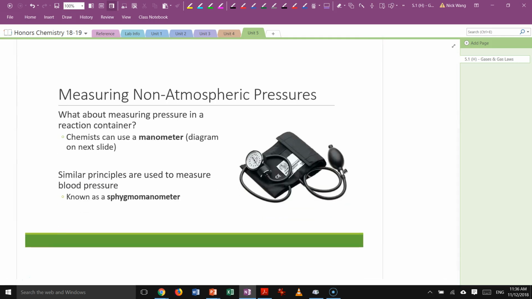How do you measure non-atmospheric pressures? Of course, there are some situations where we're not going to have open air to get the pressure of. That requires a new device called a manometer. We'll talk about how it works on the next slide. But really, this is making sure that we can get pressures that are not from the atmosphere. It's all contained inside of a vessel.